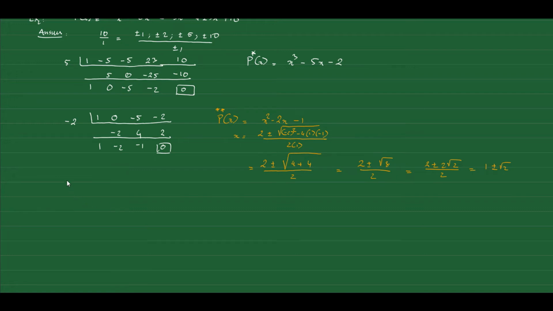So if we go ahead and factor this one out, then my p of x will be x minus 5, x plus 2, x minus 1 plus square root of 2, and x minus 1 minus square root of 2. All of this, we have 4 factors, and 2 zeros are not rational.